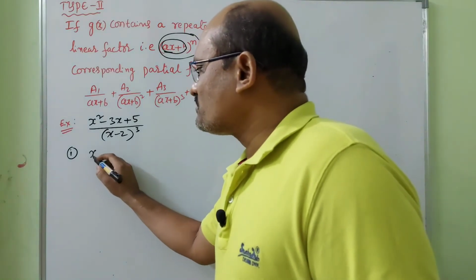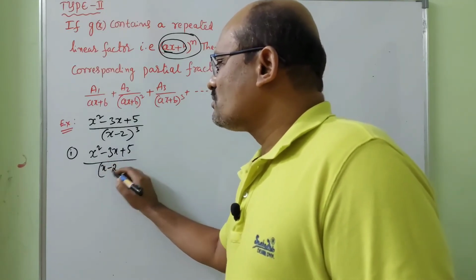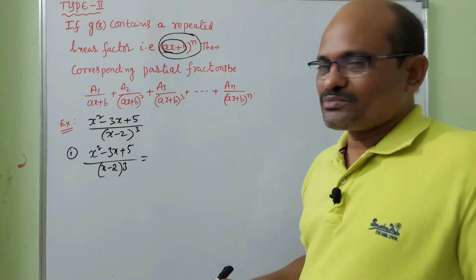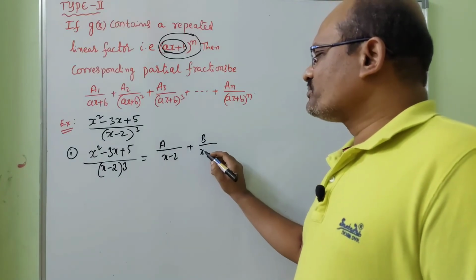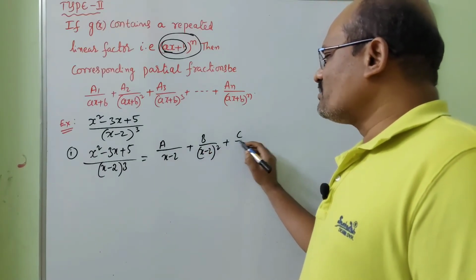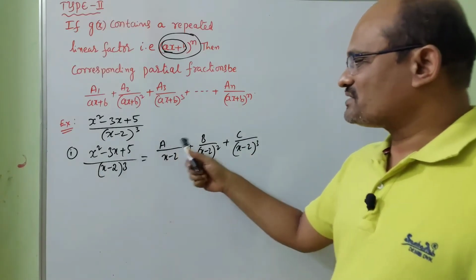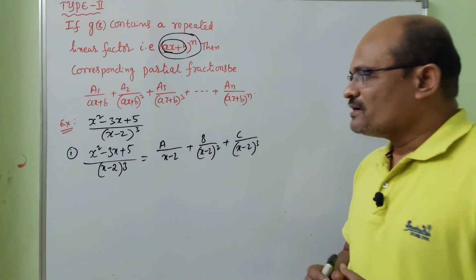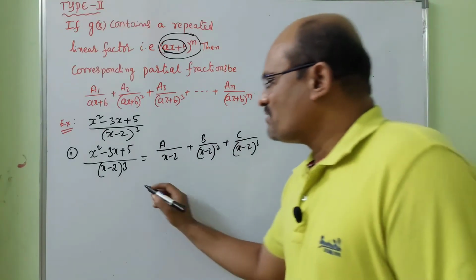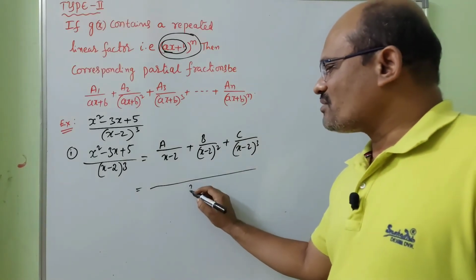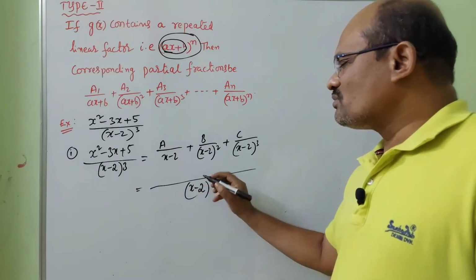The partial fractions we have to write like this: x square minus 3x plus 5 by x minus 2 whole cube. The partial fraction, take some constant, say a by x minus 2 plus b by x minus 2 whole square plus c by x minus 2 whole cube. Because power is 3, it is repeating 3 times, we have to take 3 constants and we have to write partial fractions. Now our aim is to find the values of ABC. If you find ABC, you will get partial fractions. For that, what I am doing is I am taking LCM in the denominator. x minus 2 whole square, x minus 2 whole cube. So LCM is x minus 2 whole cube.